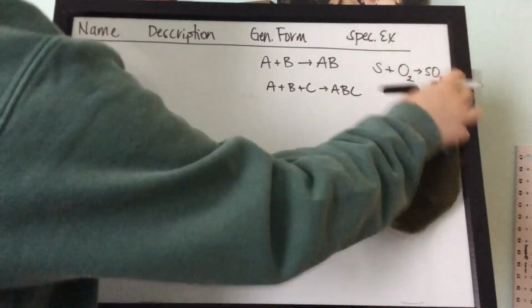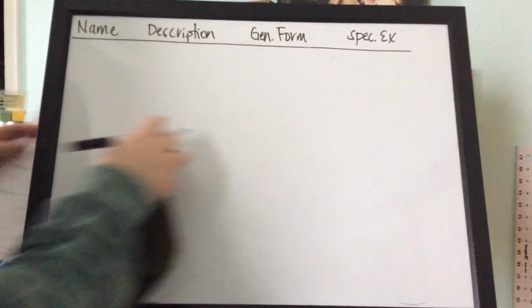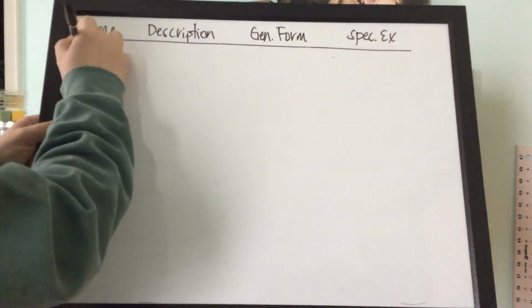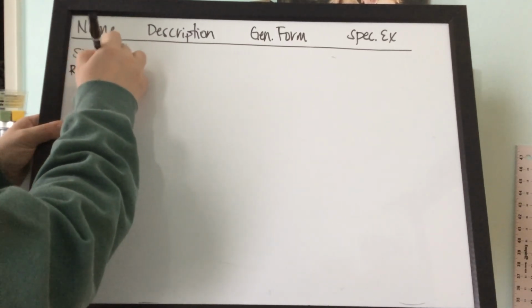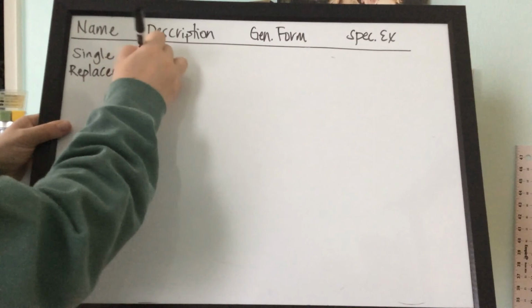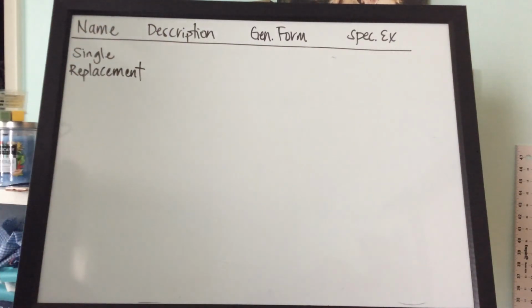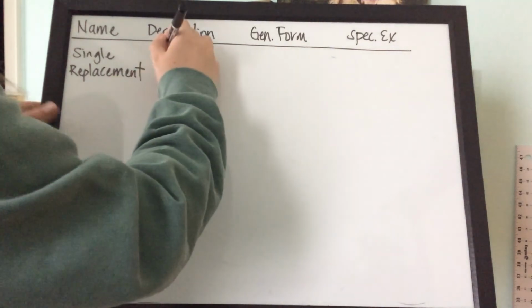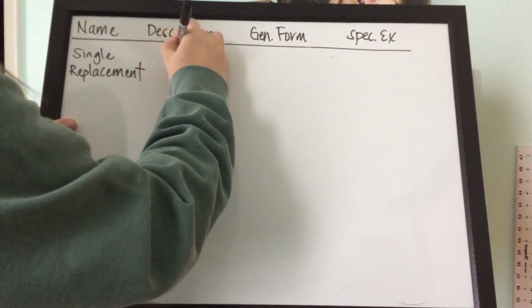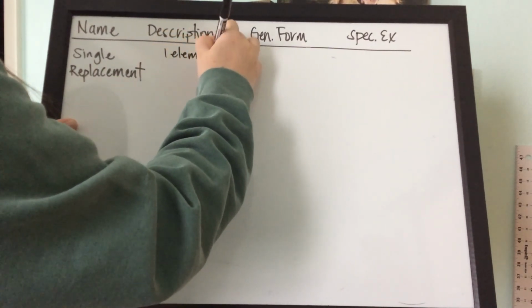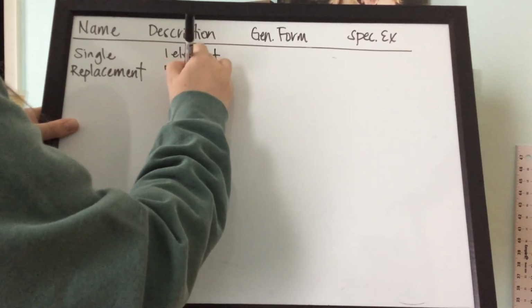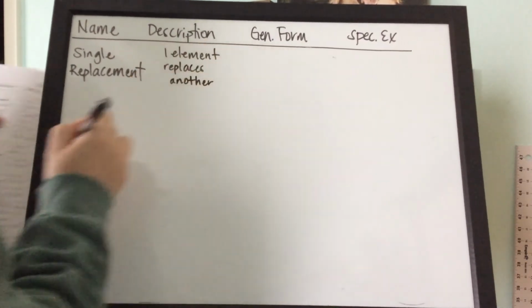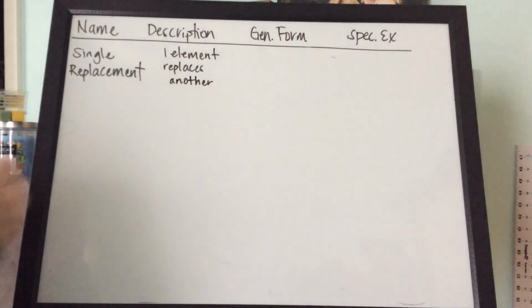The next one is called single replacement. Some books, textbooks, professors call it single displacement. Okay, but it's technically the same thing. So my description is pretty simple, but it's one element replaces another in a compound.